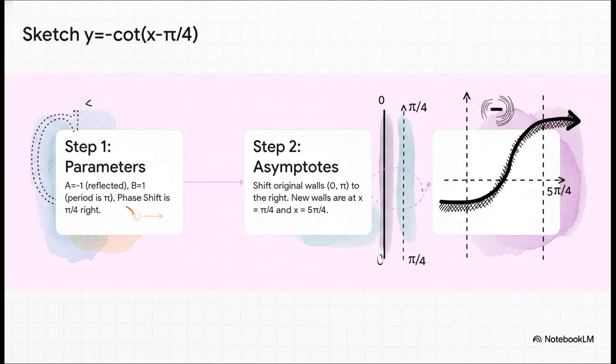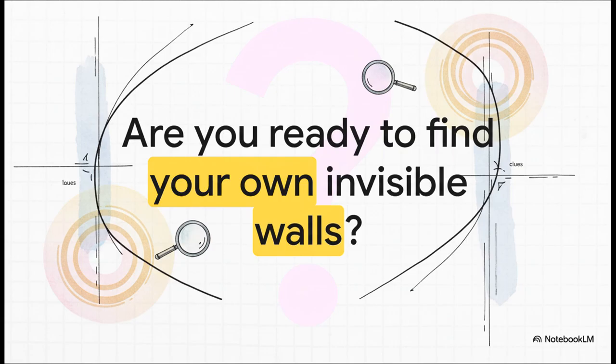Okay, for our last example, we've got 3 transformations all at once. The minus pi over 4 shifts the whole thing to the right. So our original walls at 0 and pi just slide over to pi over 4 and 5 pi over 4. Easy enough. But the really cool part is that negative sign out front. It acts like a mirror and flips the entire graph upside down. So, instead of that classic decreasing slide you expect from cotangent, this graph is now an increasing curve between its new walls.